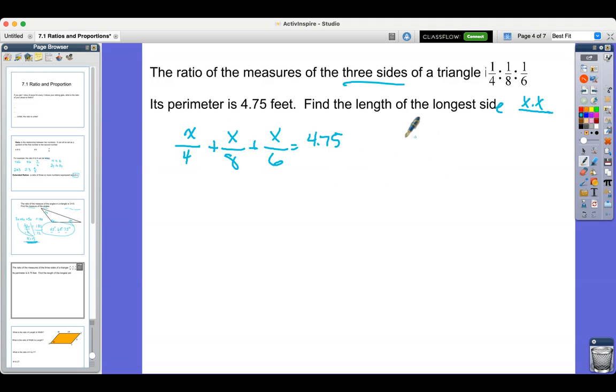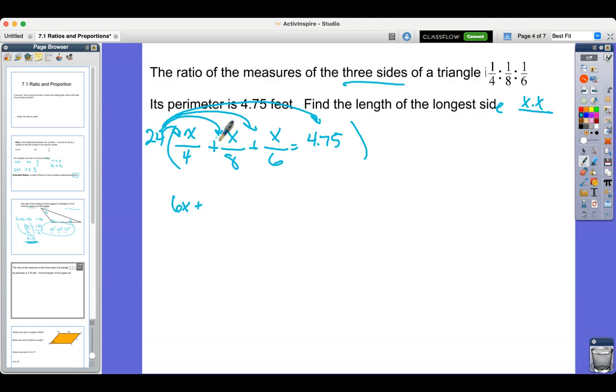When you're dividing, or I guess multiplying, it's a multiple. We're looking for the least common multiple. So we're looking for a bigger number that they all can divide into. In this case, it's 24. We're going to multiply 24 to all four of these things right here. So 24 times x over 4. 4 goes into 24 6 times, with no remainder, so 6 times x.